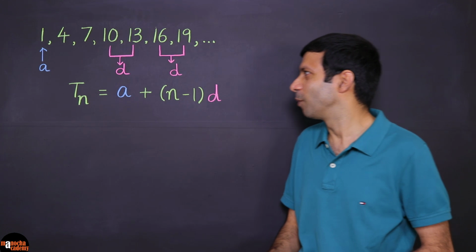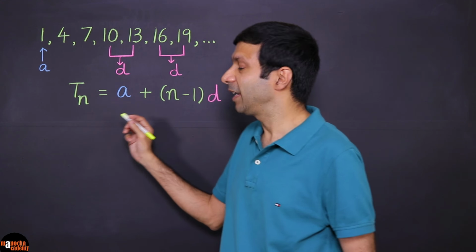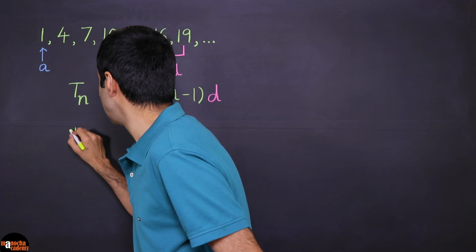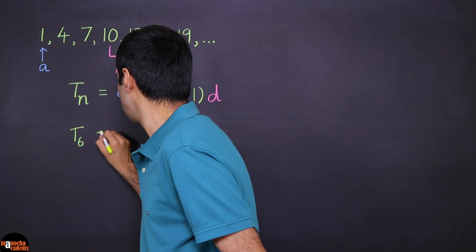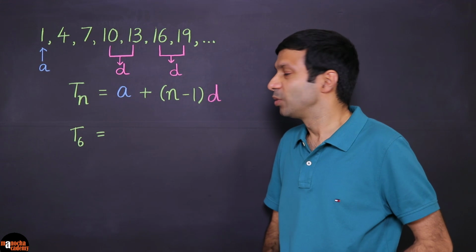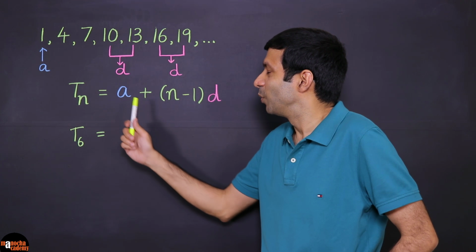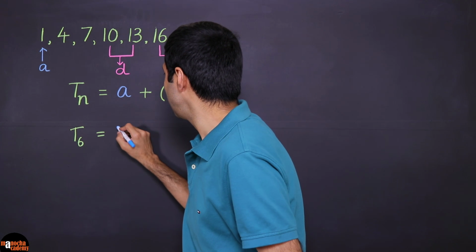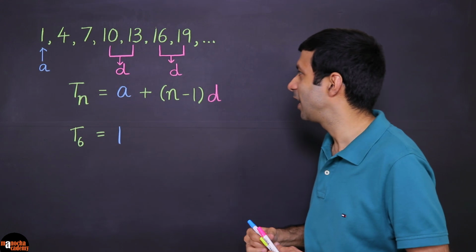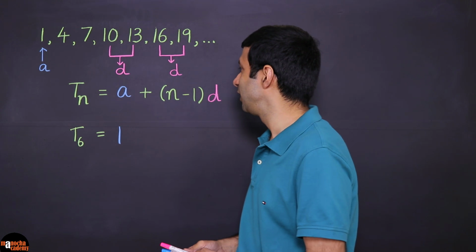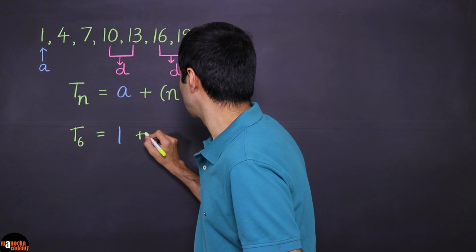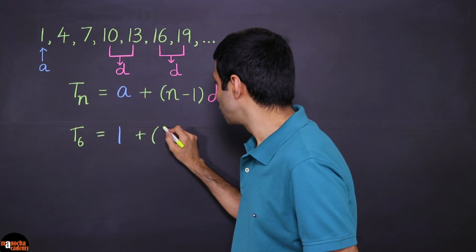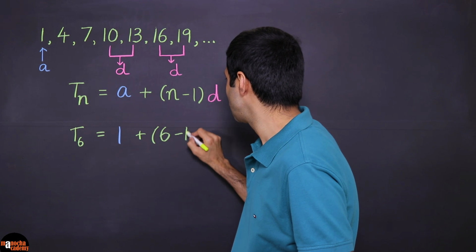So let's try out this formula. Let's say we want to find the 6th term in this AP. So we want to find T6, right? And what is that going to be? Using this formula, we'll start with A. And what is the value of A? That's right, the first term, can you see? It's 1. So let's substitute that. And since we are interested in the 6th term here, n is going to be 6, so we need to substitute 6 minus 1.